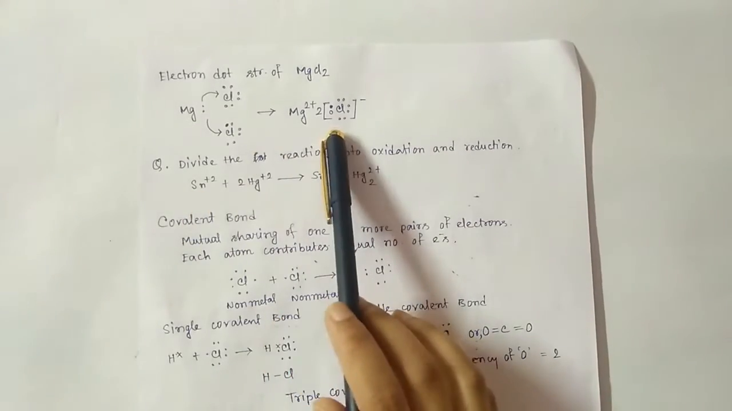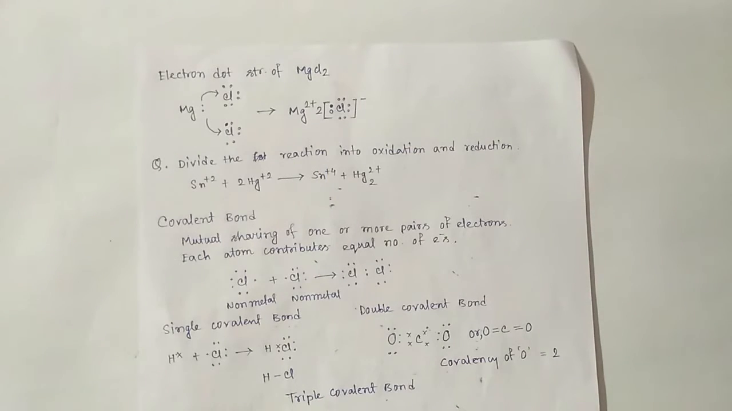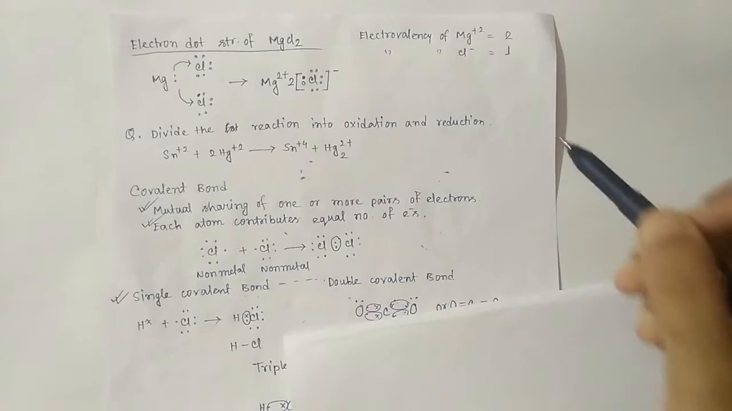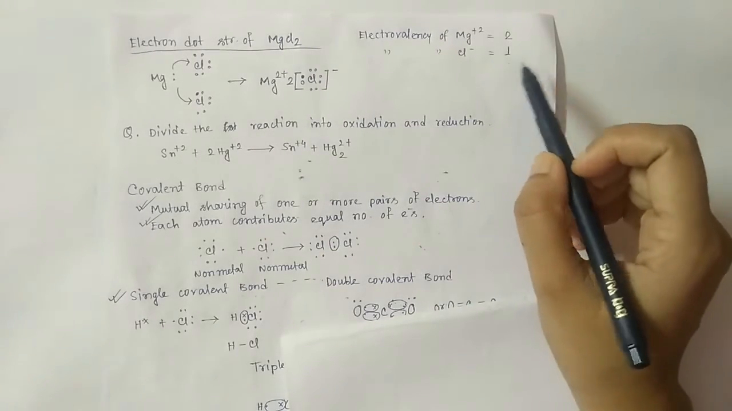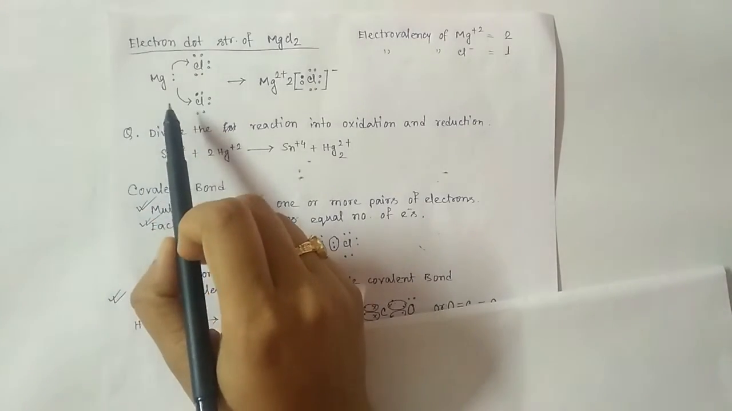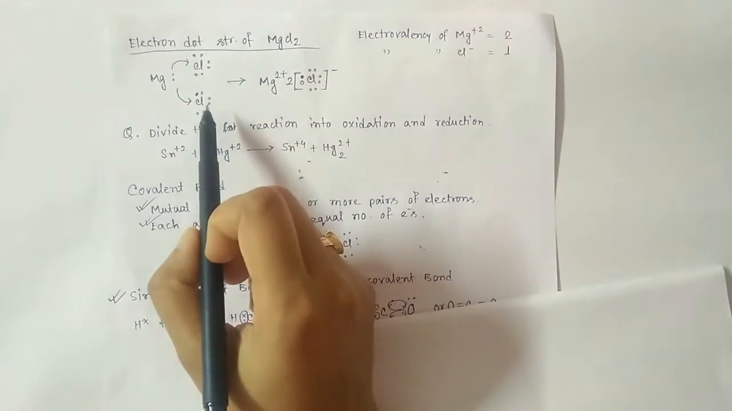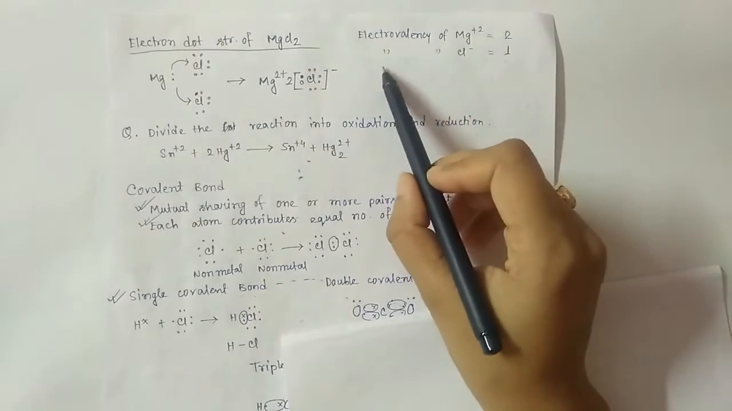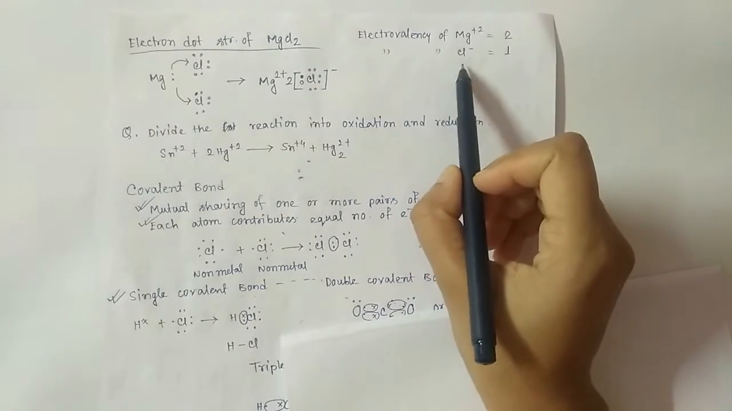Okay, this is the electron dot structure of MgCl2. I hope you understand, and you can also draw other electron dot structures, such as NaCl or CaO, at home. So what is the electrovalency of Mg2+? It is 2, because here the magnesium atom is donating its 2 electrons.